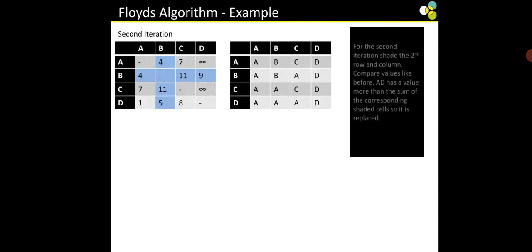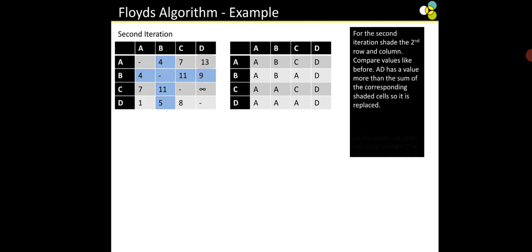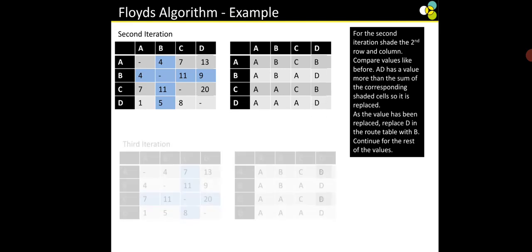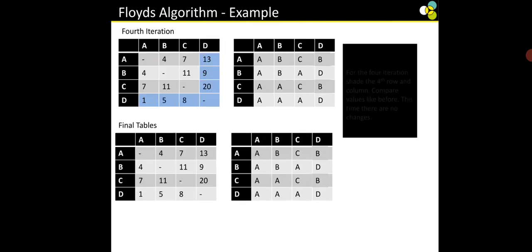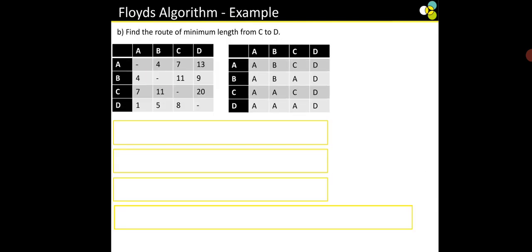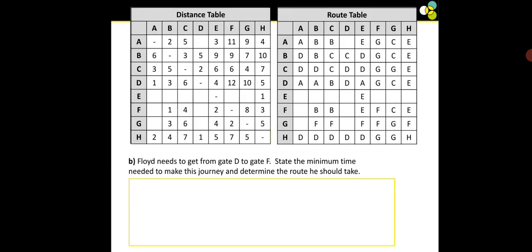So these are the examples. Here we constructed the matrix table. In this table we identify the best value based on the intermediate nodes. These are all the examples for the distance table and root table.